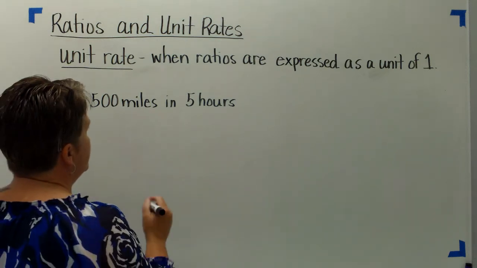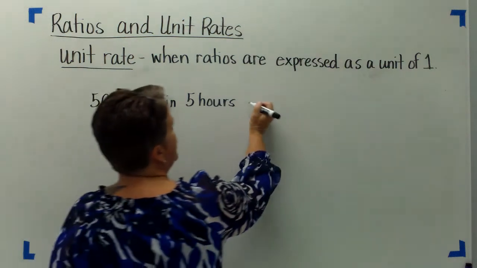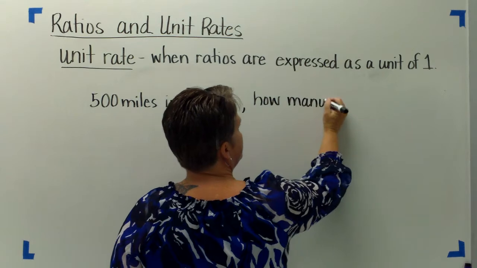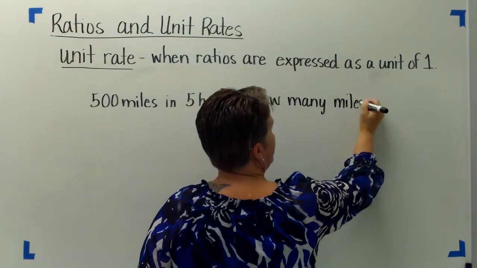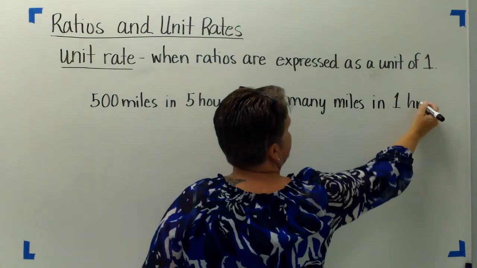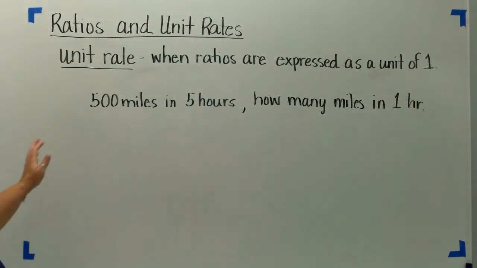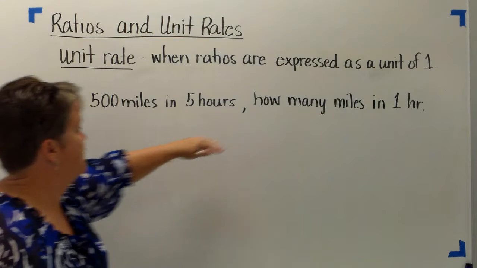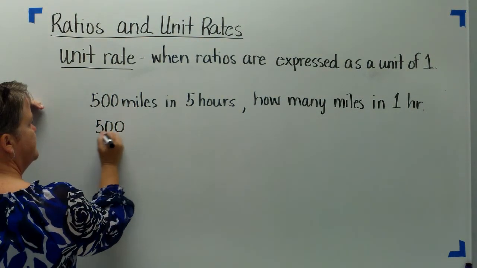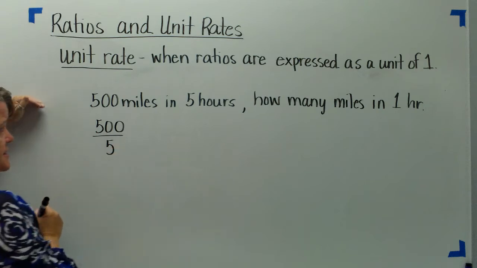When we're talking about a unit rate, it wants to know how many miles did you drive in 1 hour? How many miles did you travel in 1 hour? That is the unit rate that we're looking for. So we know you drove 500 miles in 5 hours.